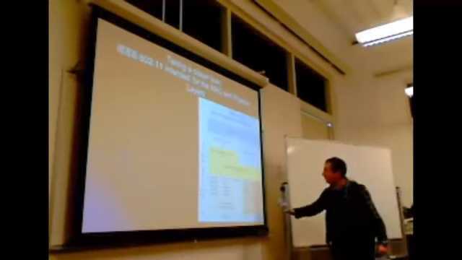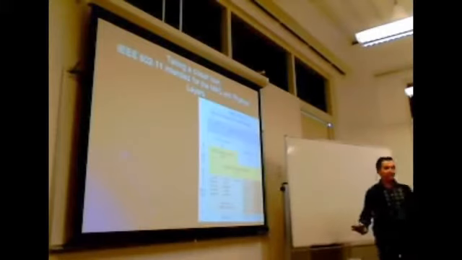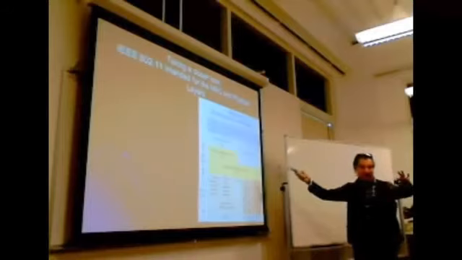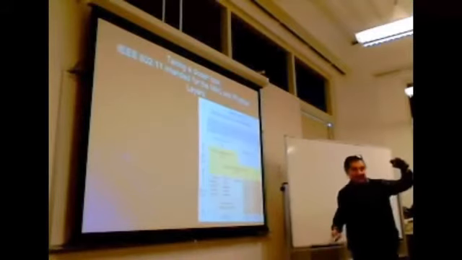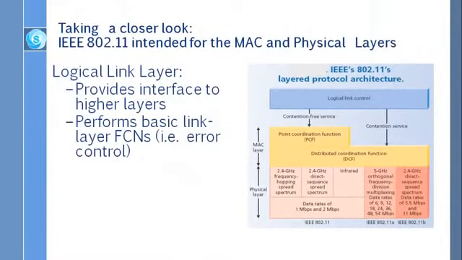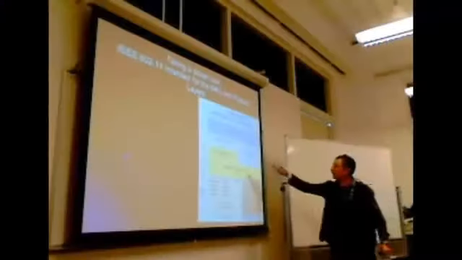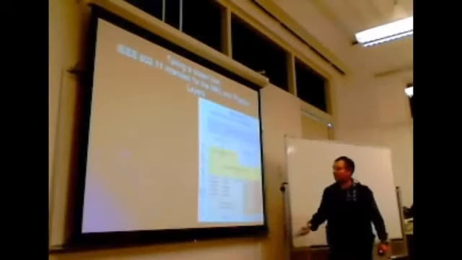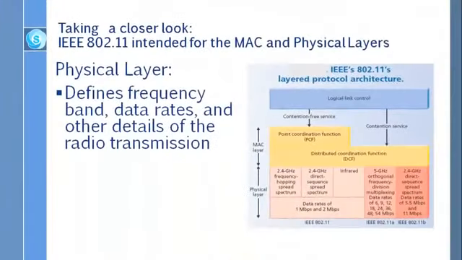So let's have a look at what they have. I said that at the data link layer, we have two sublayers, LLC and MAC. One is logical link control, and LLC is still the same LLC. But what is important for us is the MAC layer. Let's start from the physical layer. They are using 2.4 gigahertz frequency hopping spread spectrum, or 2.4 gigahertz direct sequence spread spectrum, or infrared.